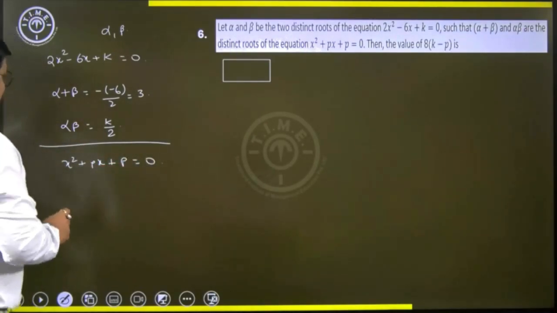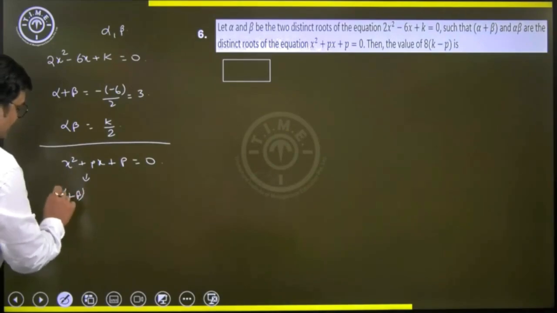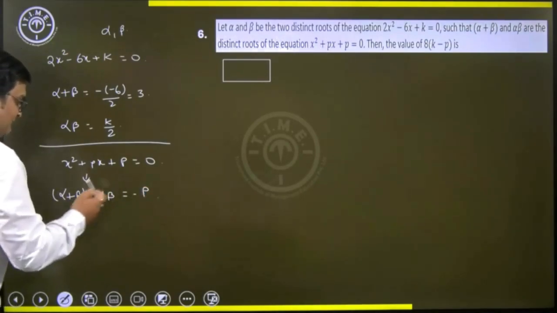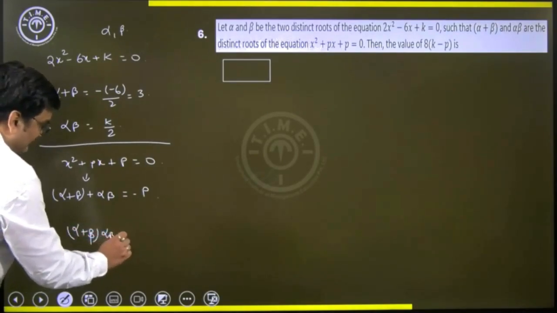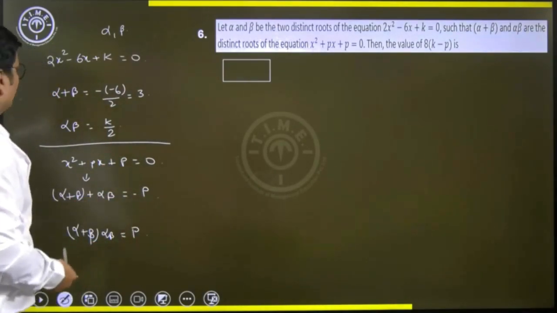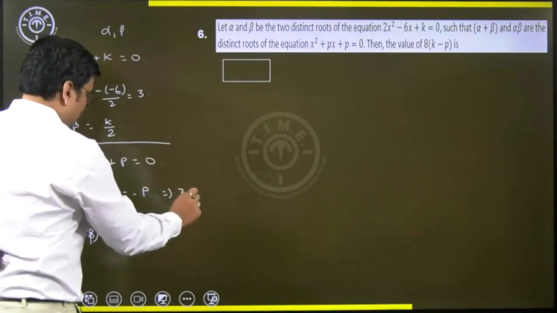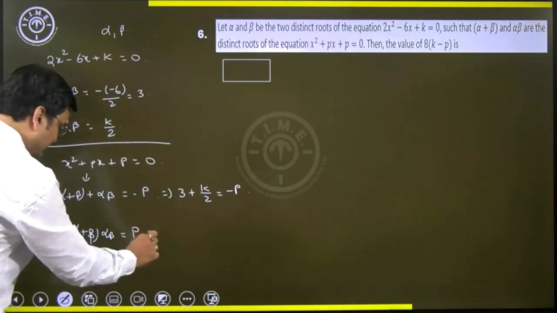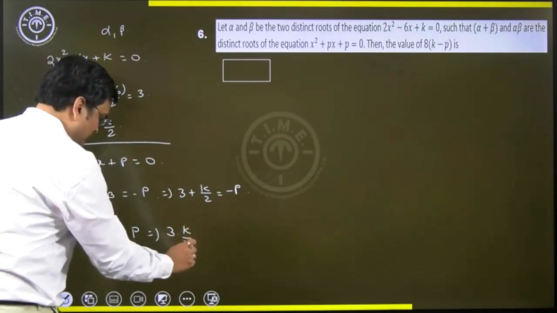now for this particular equation, the sum of the roots, that is alpha plus beta is one of the roots, plus alpha beta, should be equal to minus p, and the product of the roots, alpha plus beta into alpha beta, will be equal to p. Now let's substitute the values here. Alpha plus beta is how much? Alpha plus beta is 3, plus alpha beta is k by 2, is minus p, and here alpha plus beta is 3 into alpha beta is k by 2, should be equal to p.